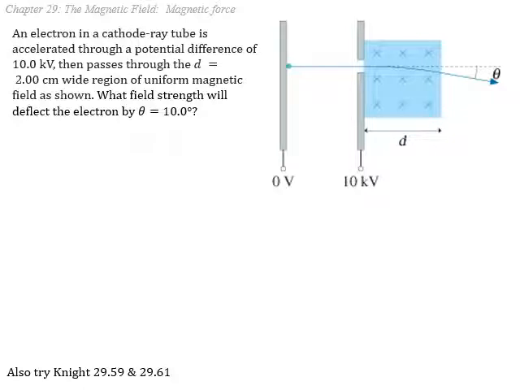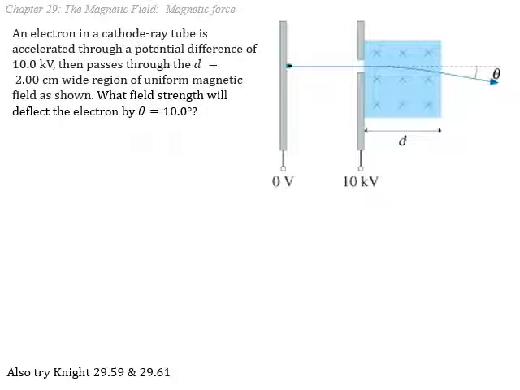Let's get through a problem now that's got some real meat to it. An electron in a cathode ray tube is accelerated through a potential difference of 10 kilovolts, and it passes through a magnetic field. What's the magnetic field if the deflection is 10 degrees?